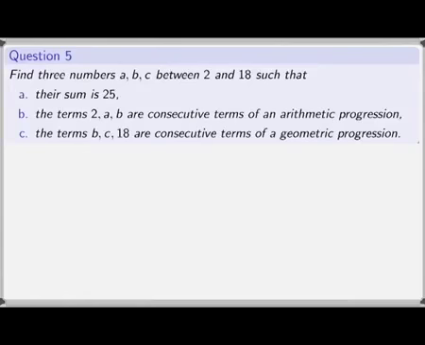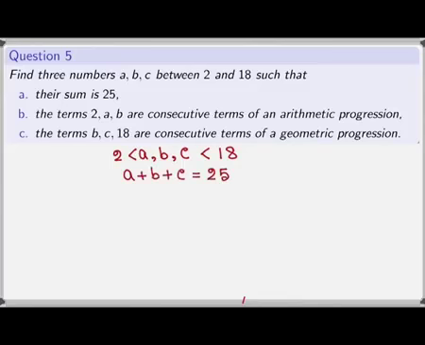Next we consider the following question. In this question we are asked to find out three numbers a, b and c between 2 and 18 so that their sum is 25. The terms 2, a and b are consecutive terms of an arithmetic progression, and the terms b, c and 18 are consecutive terms of a geometric progression. Let us write down the conditions again. So our first condition is 2 is strictly less than a, b and c, and all of them are strictly less than 18. Our second condition is a plus b plus c is equal to 25.